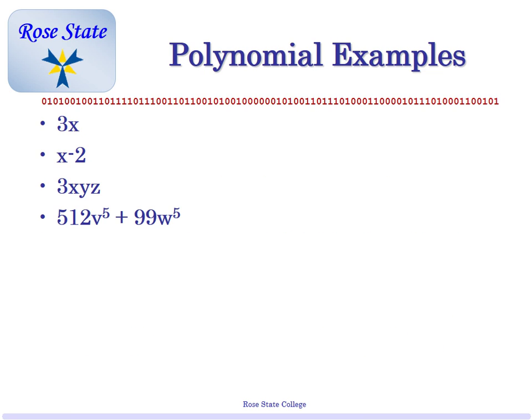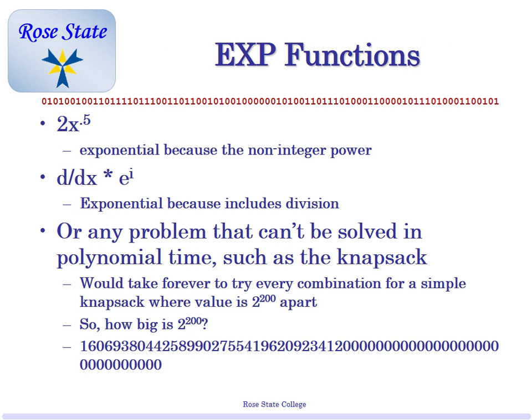These are all polynomial functions. Addition, subtraction, multiplication is all they have in them. So there's no division there. EXP, on the other hand, have exponents. Exponential because they are non-integer powers, because the second one includes division, or any problem that can't be solved in polynomial time, such as the knapsack.